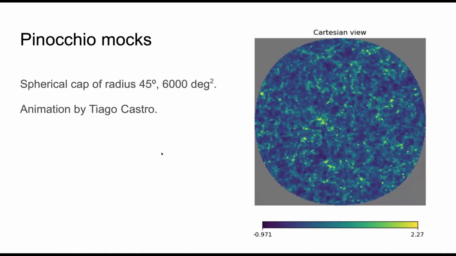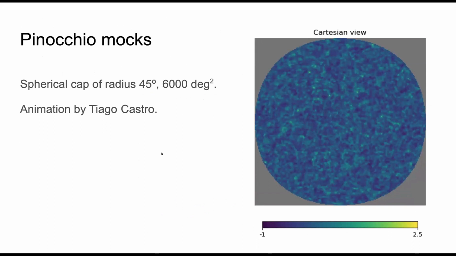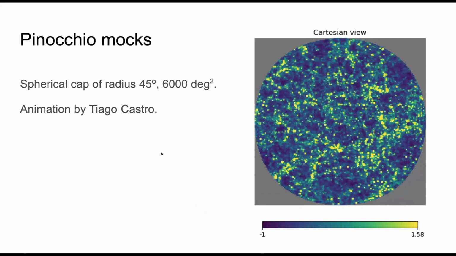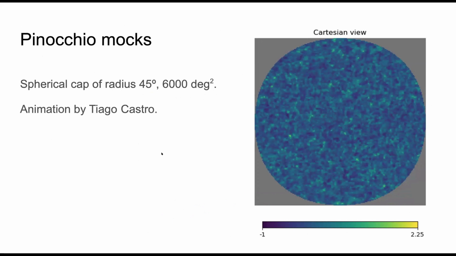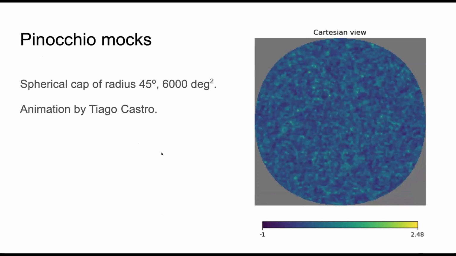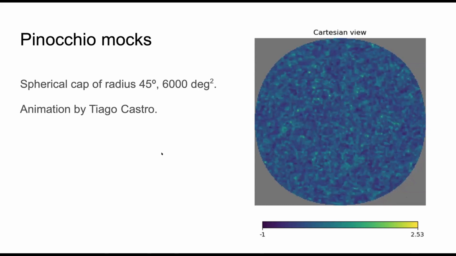Here I'm showing, just for show, a quick animation made by Thiago Castro. So this is a spherical cap. This is one of our light cones. These are 6,000 square degrees, and a spherical cap of radius 45 degrees. And this animation is going through this light cone.